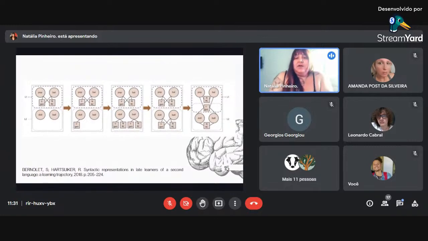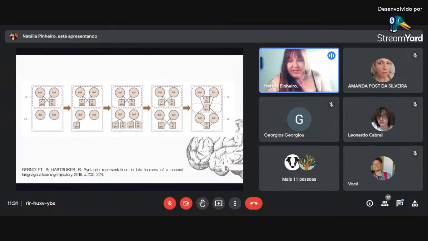So in 2018, Bernolet and Hartsuiker proposed a developmental model. The most important thing here is that as L2 learners learn a new language, they develop representations that are first not shared between languages. So we can see above L1 and L2, and we can see that in the beginning, the representations are not shared. And not only that, they are also lexically bound. So we're going to have two of the same representational nodes here connected to different lemmas.